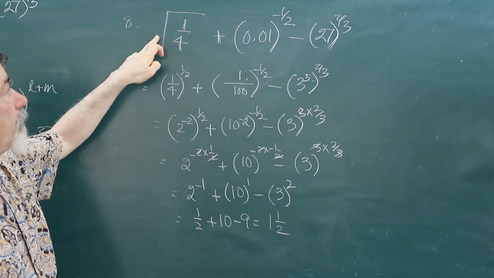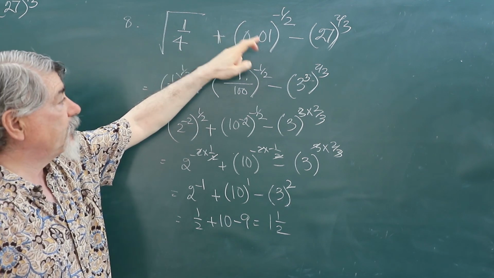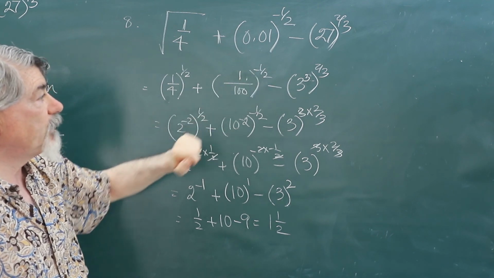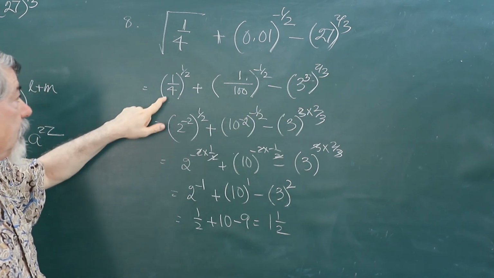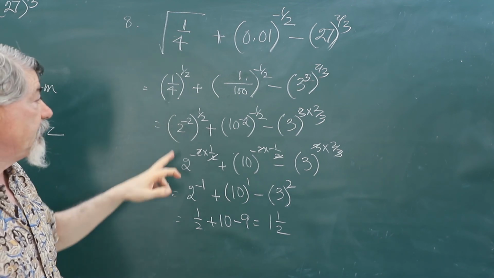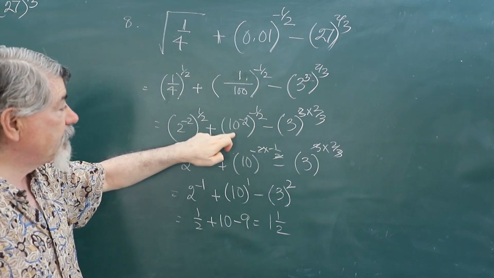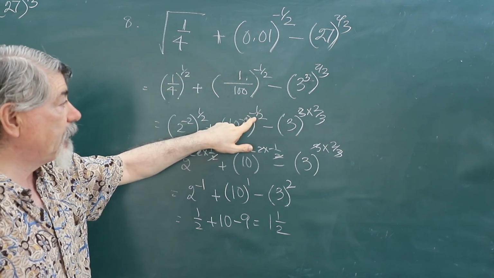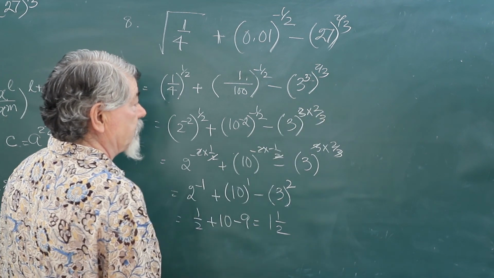1 upon 4 under root I have written as 1 upon 4 to the power half. 0.01 I have removed the decimal and brought it as 1 upon 100 to the power minus 1 upon 2. 27 is 3 to the power 3, to the power 2 upon 3. Now this 4 in the denominator is 2 to the power 2. When I bring it to the numerator, it becomes 2 to the power minus 2, to the power half. Plus 100 is 10 to the power 2. When I take it to the numerator, it becomes 10 to the power minus 2, to the power minus 1 upon 2, minus 3 to the power 3 into 2 upon 3.